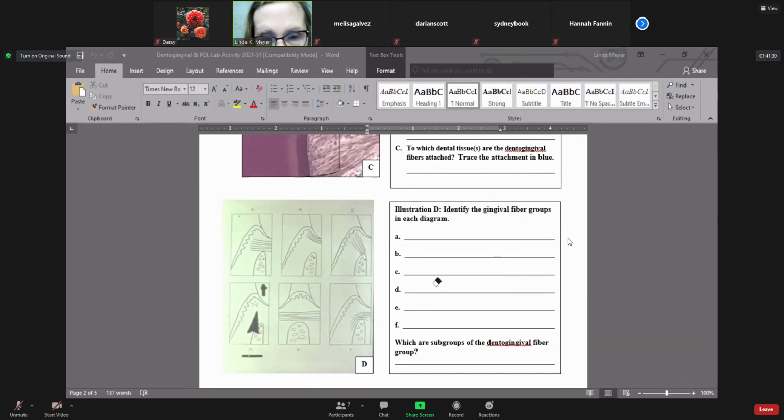So this just shows all the different fiber groups separately. And picture A, picture B, and picture D show the individual subgroups of the dentogingival fibers. So A, B, and F are the dentogingival fibers.